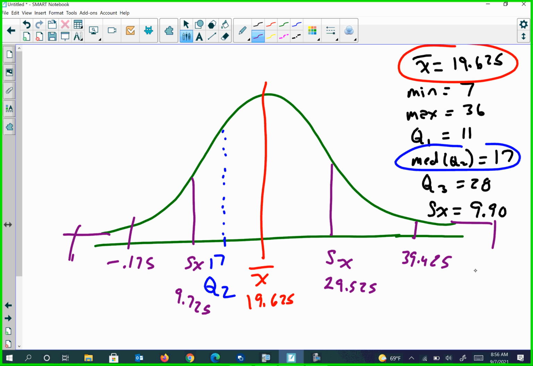What this normal curve basically refers to, let's look at other information we put. So our minimum score of a 7 is here. Our maximum score of a 36 is like right here. That's our max and our min. Q1, which is 11, is about here. Our Q3, which is 28, is about here. Our median, what's here at 17. Okay, so this is what a normal curve looks like.